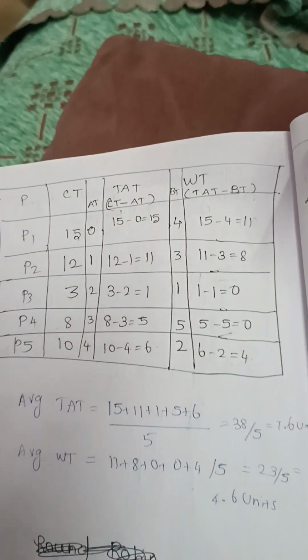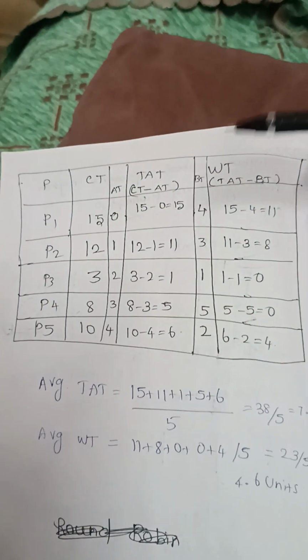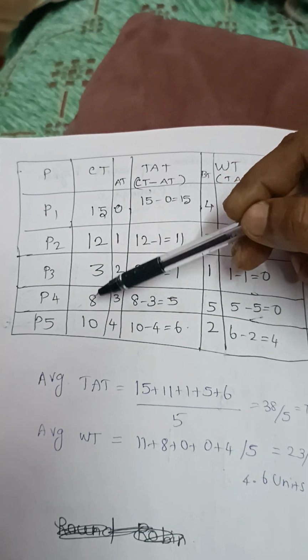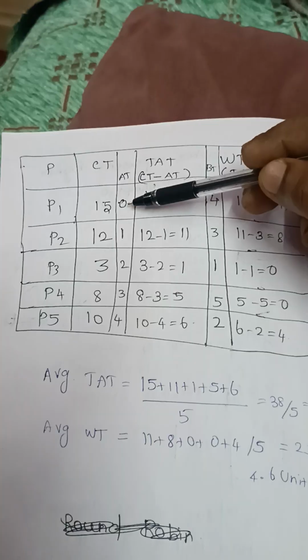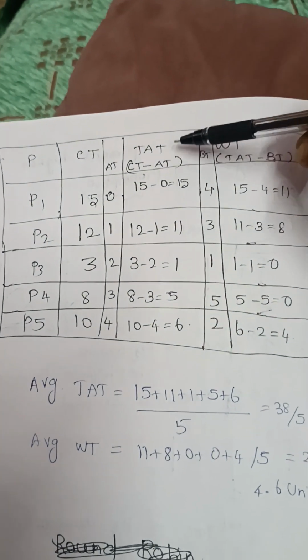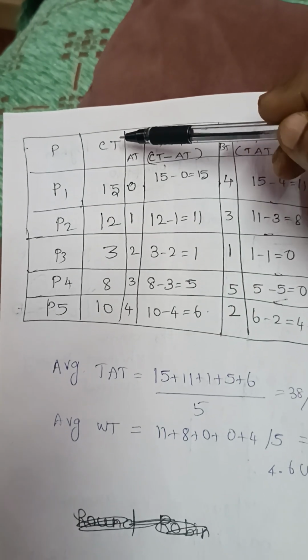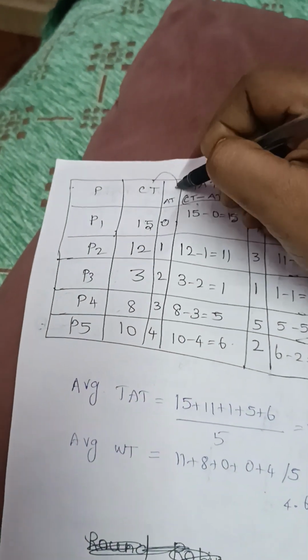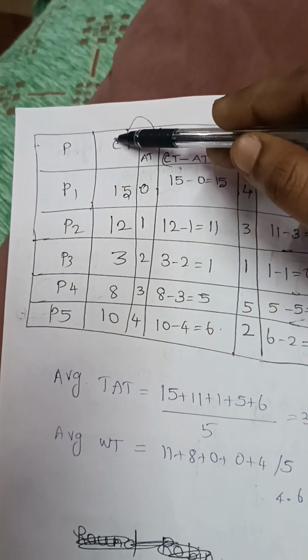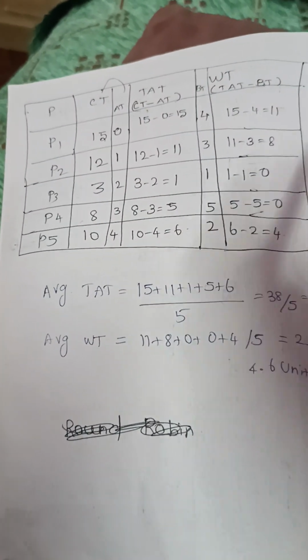Next you have to calculate turnaround time and waiting time. The process completion times are 15, 12, 3, 8, 10, and the arrival times are 0, 1, 2, 3, 4. Turnaround time is calculated using the formula completion time minus arrival time. 15 minus 0. Completion time is measured using the Gantt chart.